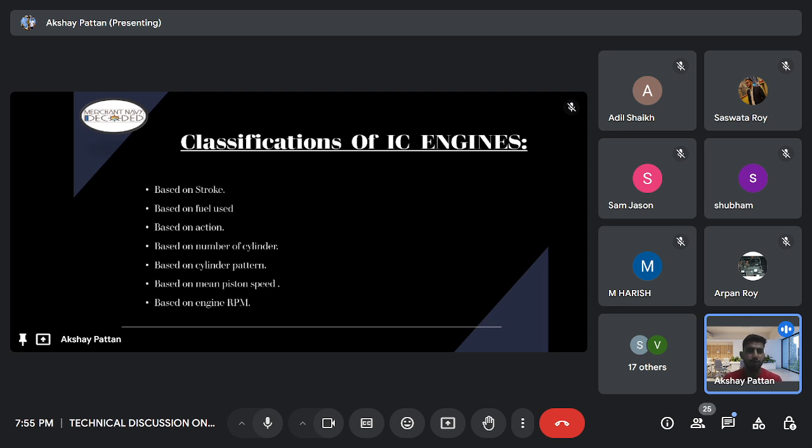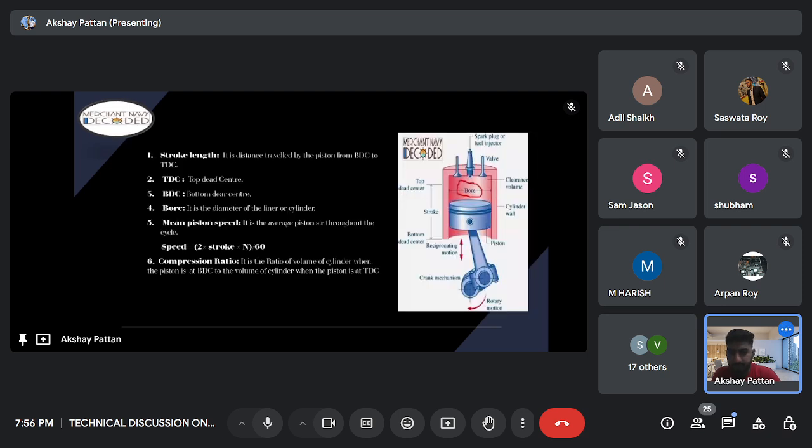What do you mean by two-stroke engine? Or what do you understand by two-stroke engine? Anyone? Okay. So let us see what the two-stroke engine is.